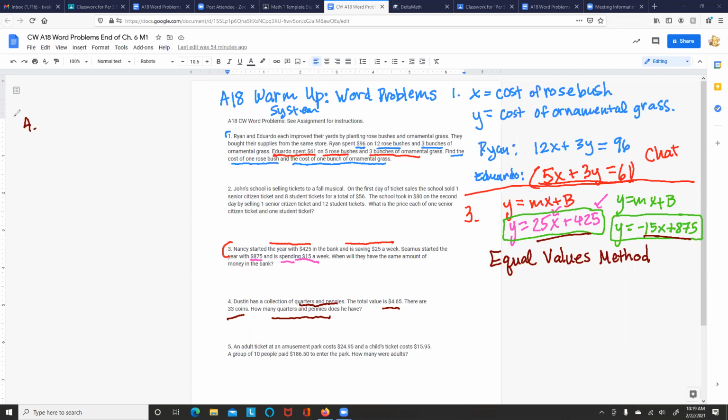Okay, so let's define our 2 variables as number 4. Let Q equal what? What do you think Q is going to equal, guys? And P. Instead of using X and Y, I'm going to use Q and P. What is that going to mean?